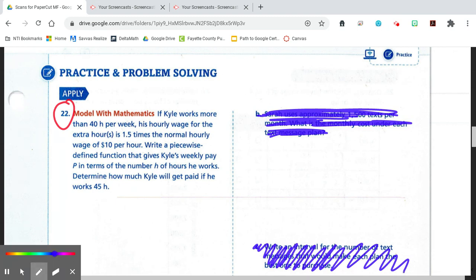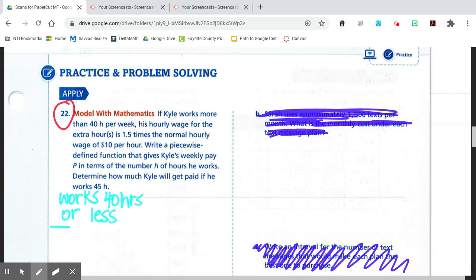Okay, so right away we have two scenarios for Kyle. Scenario number one is that he works 40 hours or less. Okay, and if he works 40 hours or less, he gets his normal wage, and his normal hourly wage is $10 per hour, or $10 times the number of hours he works.